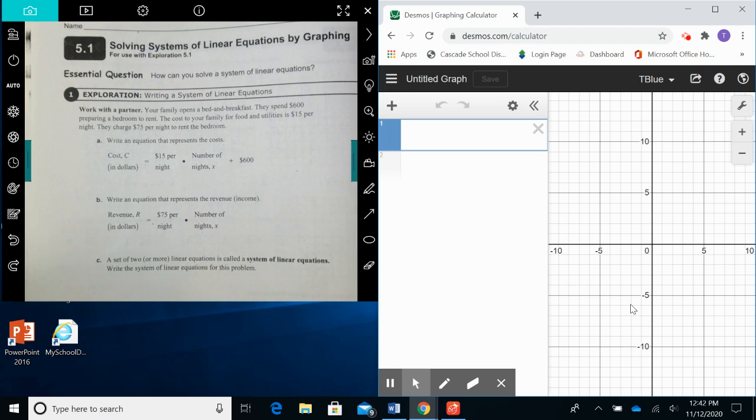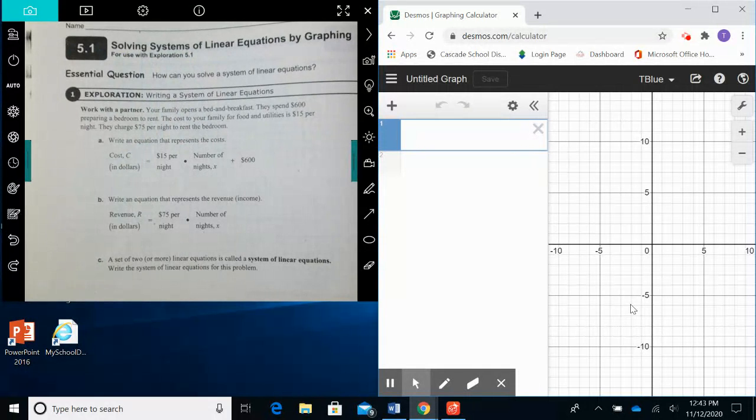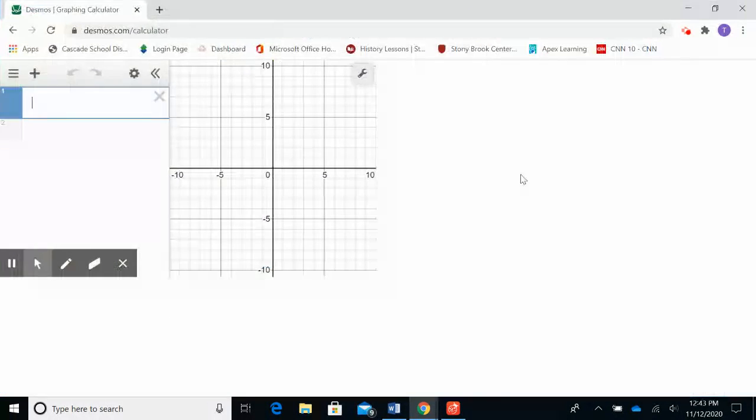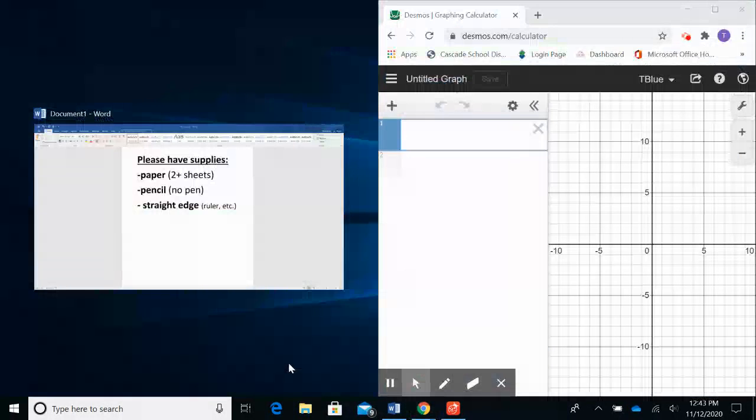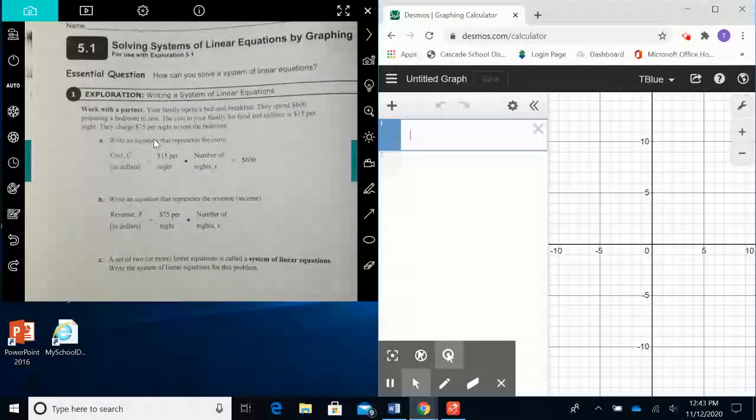Today we are doing lesson 5.1, solving systems of linear equations by graphing. Systems of linear equations is just multiple linear equations. Part of your assignment you're going to be handing in is a URL from Desmos, so first make sure that you are logged into your account on Desmos so that you can save it and hand in a URL. Alright, let's look at our first problem on page 5.1. We're on page 122.